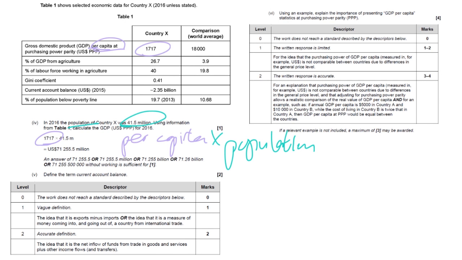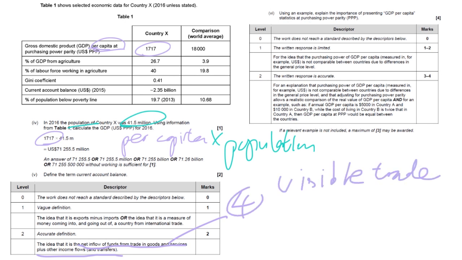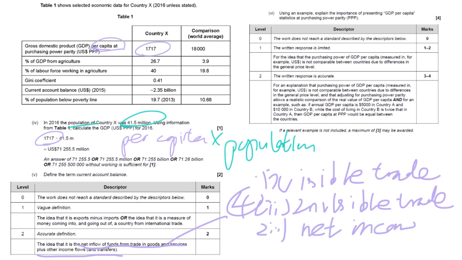Now part 5, we have to define the term current account. The definition would be the inflow from trade and services, plus other income flow and transfer. So there are in total 4 items: visible trade as goods, invisible trade as services, net income, and lastly net flow. So there are a total of 4 items in the current account.